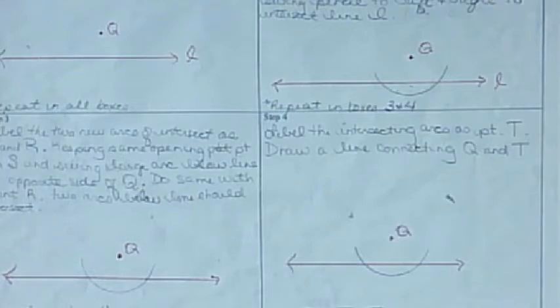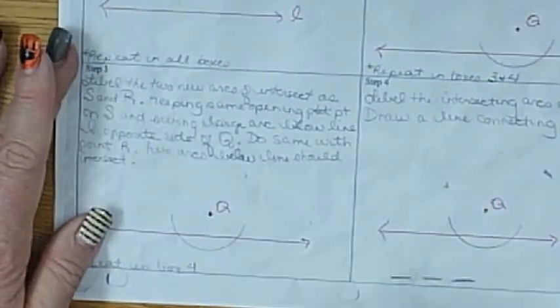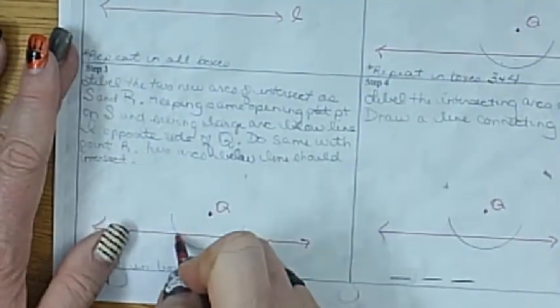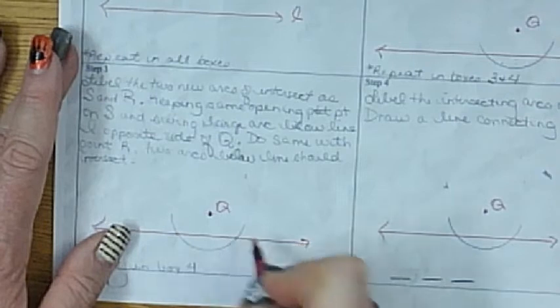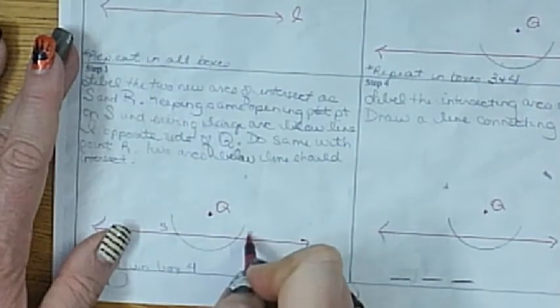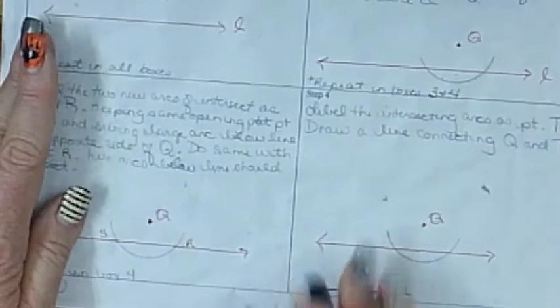Okay, we're good? So going to box 3. Keep that same opening. If you moved it, you can always go back and make sure you have that same opening. It says label the 2 new arcs of intersections as S and R. So we're in box 3. Where the arc intersects the line in 2 spots, we're going to label it as S and R, and go ahead and put that in box 4 as well.